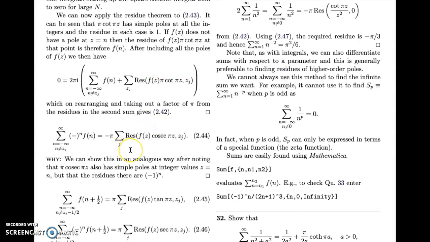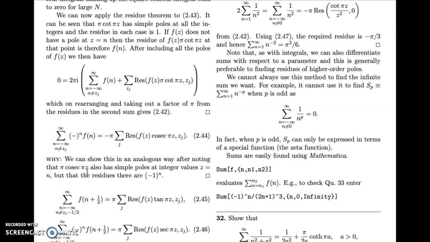Okay, so there's another formula. The second of the 4 formulae is this one here. The only difference is now we've got a cosec rather than a cot, and we've got minus 1 to the n here. So we do exactly the same thing, except that rather than using pi cot pi z, we're using pi cosec pi z.